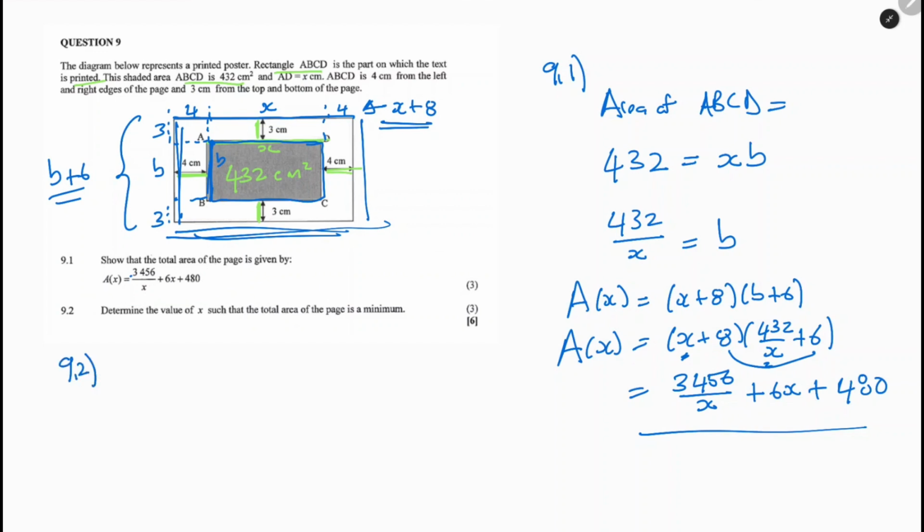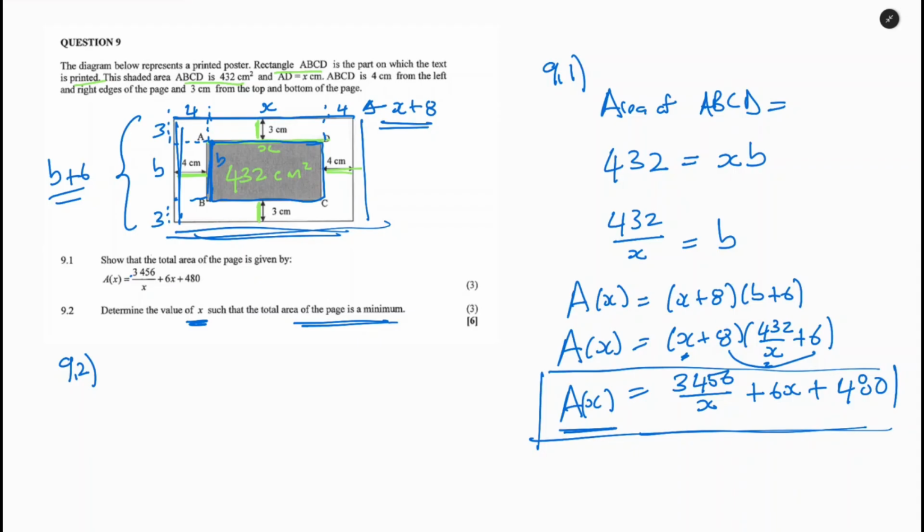I'll do 9.2 over here. Determine the value of X such that the total area of the page is a minimum. So the area is this function of X, which we have over here. This is the one I'm going to use. Whenever you have a function, in this case the function represents the area, if you want to find the minimum or the maximum, so in this case we're looking for the minimum, what you do is you take the derivative of this function, and then you solve for where that derivative equals 0.